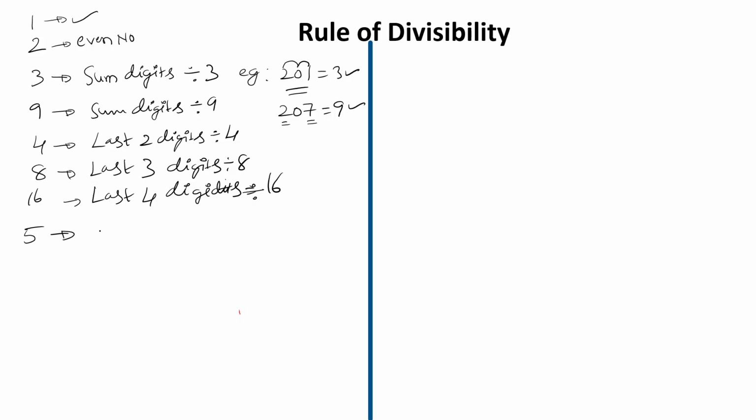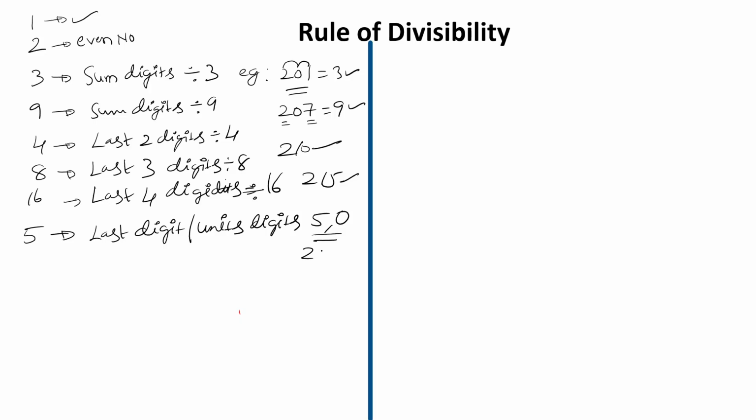Now 1, 2, 3, 4, now 5. Coming to 5, the last digit, we can say the unit digit, should be either 0 or 5. For example 210 is divisible by 5. For example 215 is divisible by 5. 214 is not divisible by 5. So the last digit should be 5 or 0.